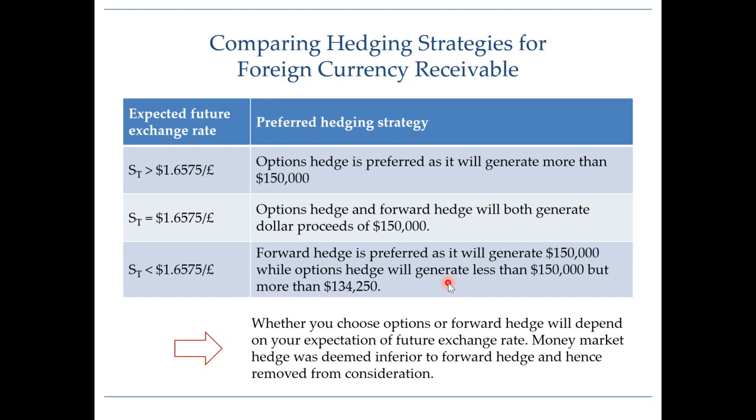the future exchange rate. So if we believe that the future spot rate is likely to be lower than this number, then we will probably prefer forward hedge. But if we believe that the future spot rate is likely to be higher than this break-even exchange rate, we will most likely prefer options hedge. But remember, money market hedge was eliminated because it was inferior to forward hedge. It gave us actually less dollar proceeds than the forward hedge.